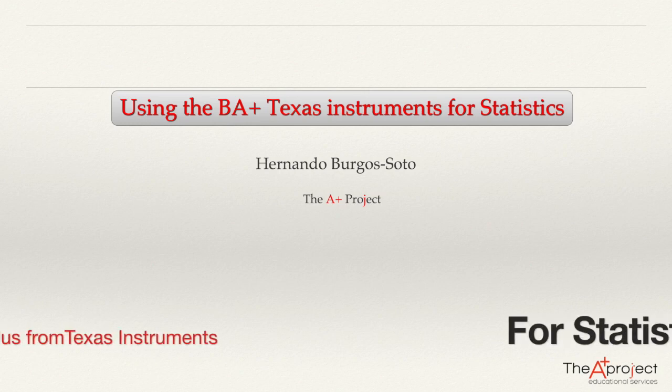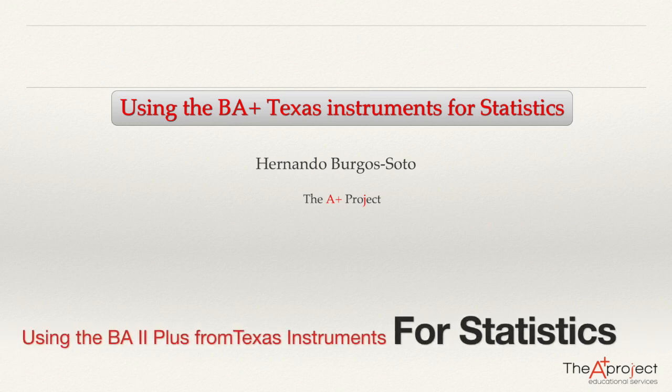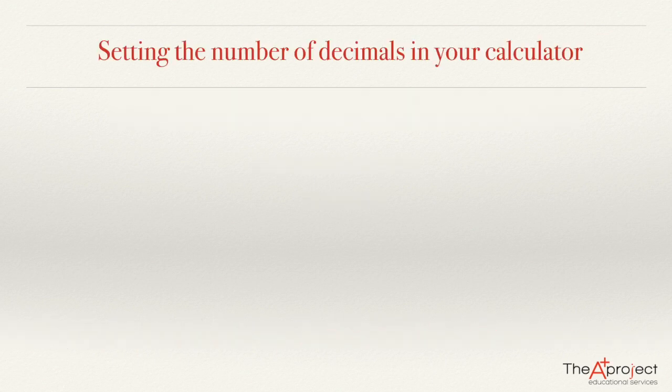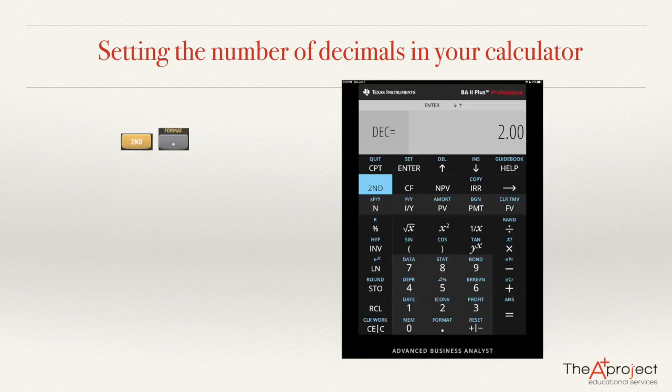In the present video, I will be explaining how to use the BA Plus calculator from Texas Instruments for making computations in statistics. The first thing to do is set the number of decimal places in your calculator. By default, the calculator uses 2 decimal places. So press the second function key and the decimal point to start.